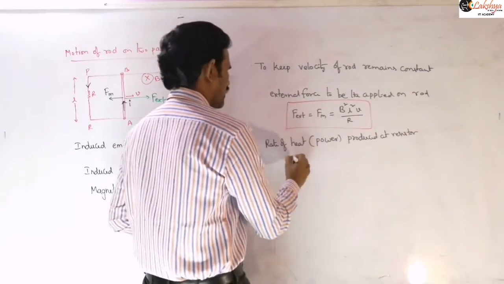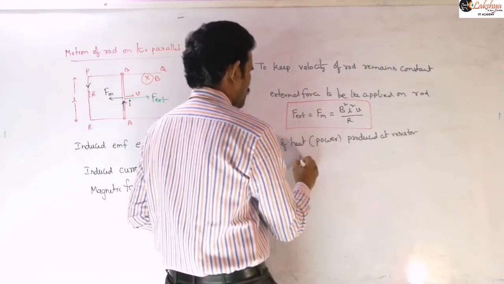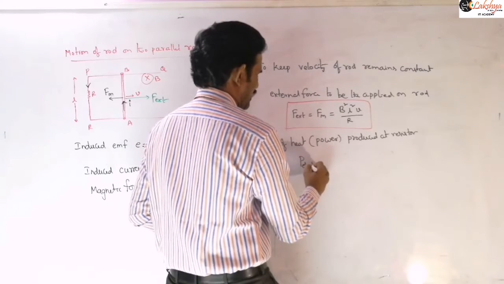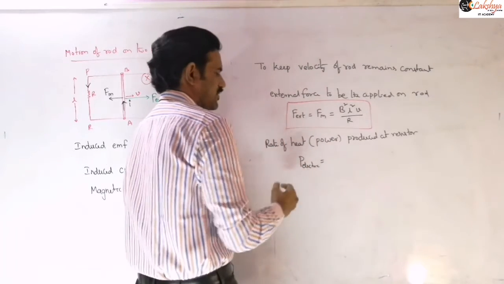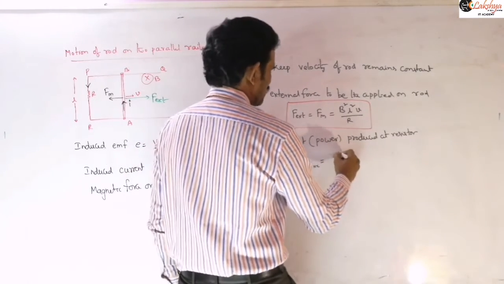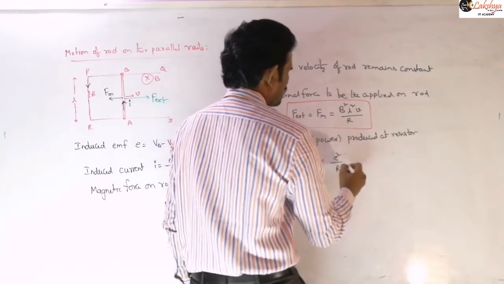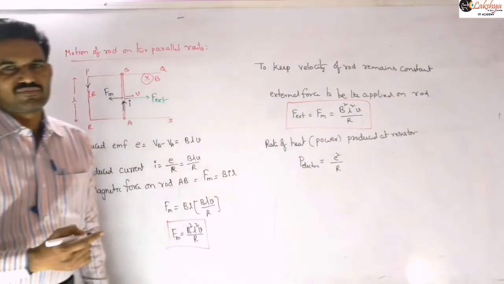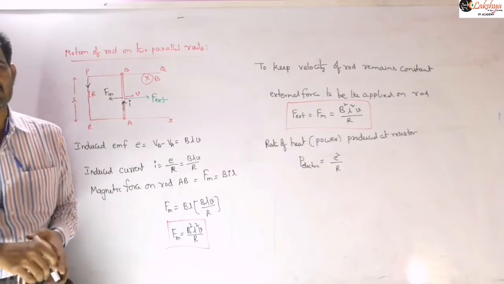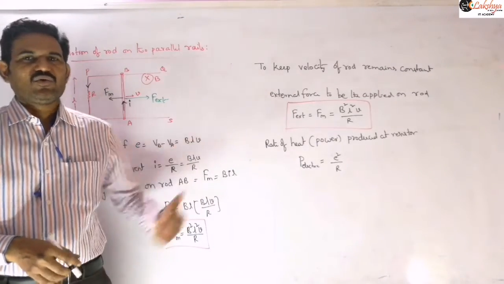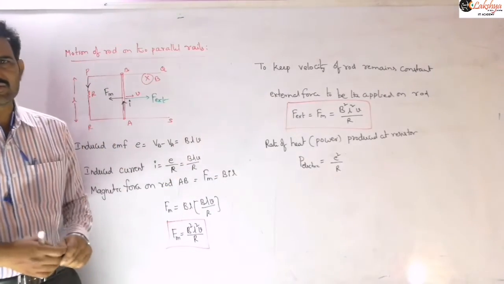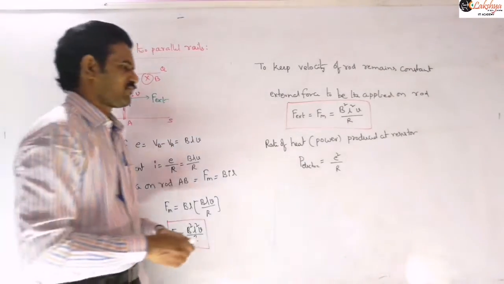So this electrical power, we can write as V square by R, which is nothing but E square by R, where E is the induced EMF. We know the formula for power: I square R, or V square by R, or VI. I am taking it as V square by R, where E means induced EMF.